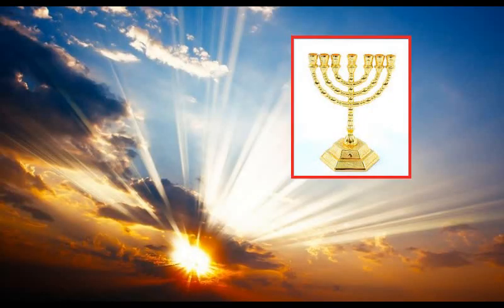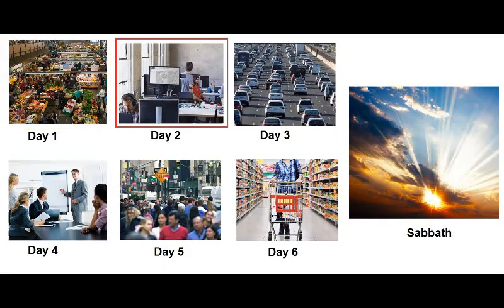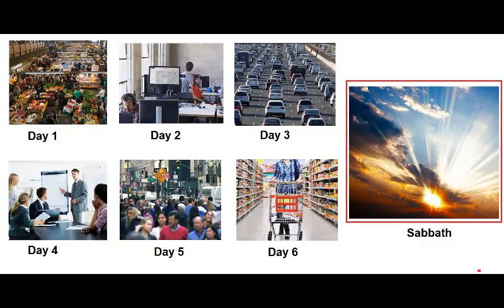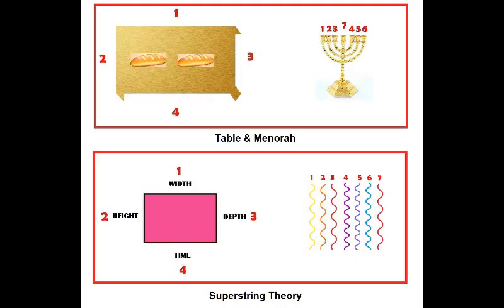According to tradition, there is a spiritual realm that the menorah represents. The menorah's middle arm is central compared to the other 6 curving arms, in a way that is similar to how the Sabbath is central compared to the other 6 days of the week. So the table has 4 sides and represents the physical realm, and the menorah with its 7 arms represents a spiritual realm. Isn't it interesting how these symbols bear an uncanny resemblance to superstring theory?